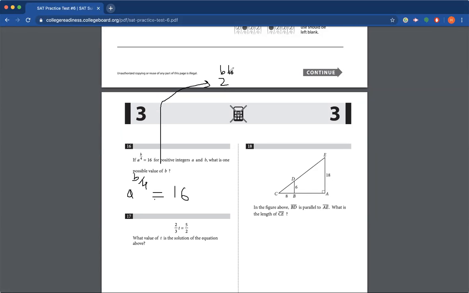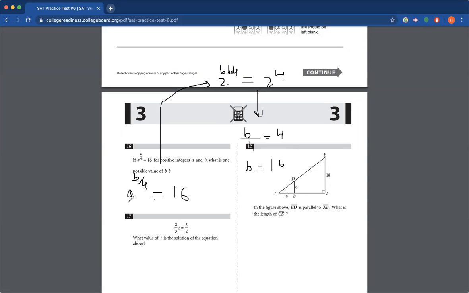2 to the b over 4 equals 16. Now 16, if you guys remember your powers, is the same thing as 2 raised to 4. So now we could just drop the powers. And we get b divided by 4 equals 4. Yes. So one value of b can be 16.